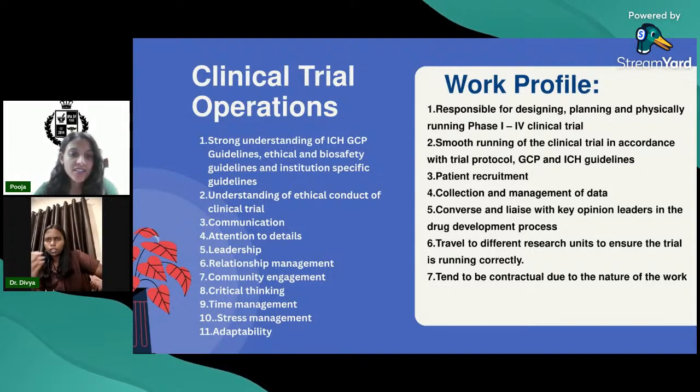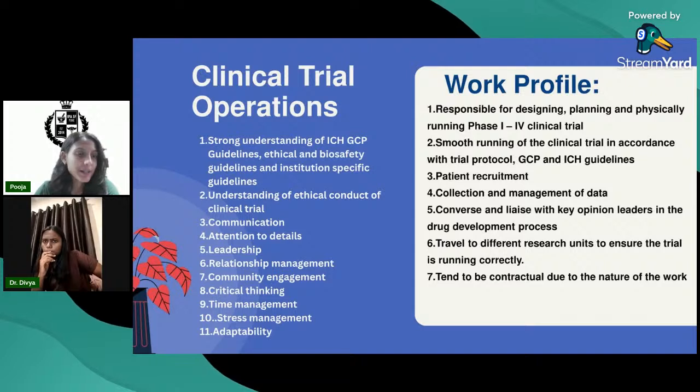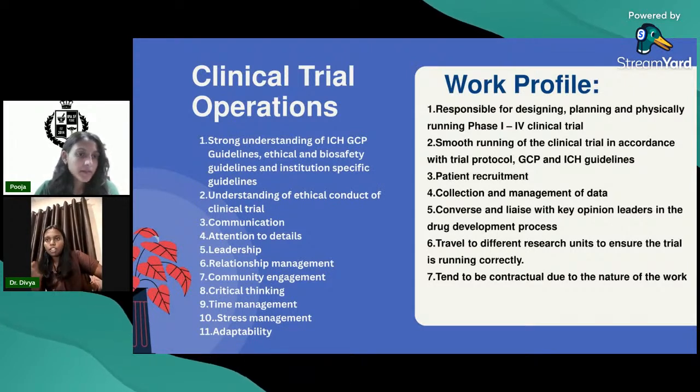We have a question: can BPharm students be a part of clinical trials? Yes, definitely they can be a part of clinical trials. And now I will tell you how they can be a part of clinical trials.